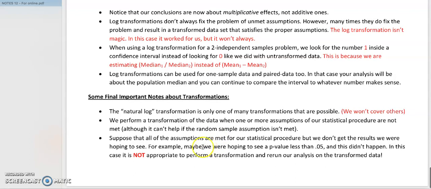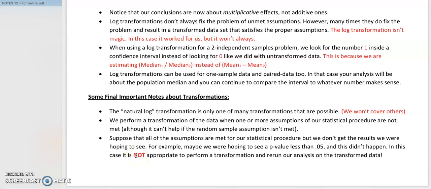The other thing that I want to mention is if we have our assumptions met, and we run a test or do a confidence interval, but we don't get the results that we were hoping, it would not be appropriate in that case to transform our data and rerun our analysis. This falls under something called p-hacking, which is basically a term for trying to find the p-value that you're looking for. And if you do that, your results don't actually have the same meaning that they would otherwise. And so we should really only be using this to try to meet assumptions, not to try and get one answer or another.